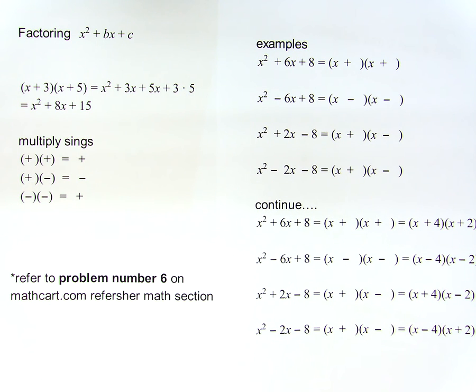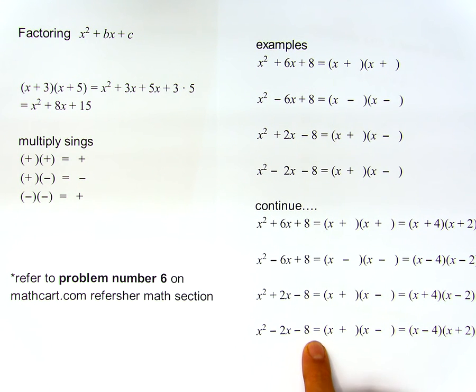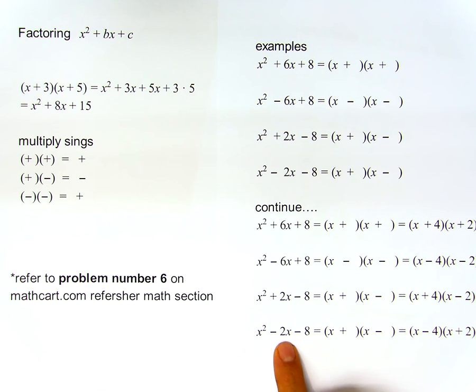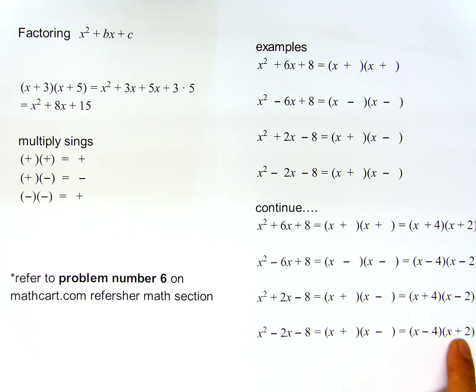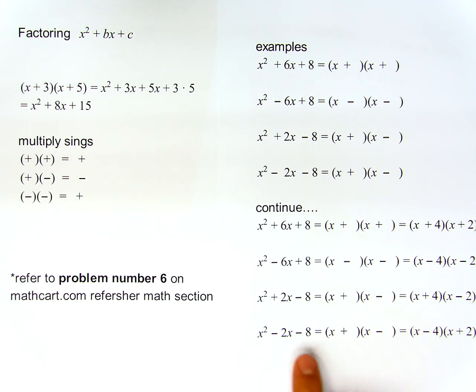On the last one, I need to consider what multiplies to a minus 8 and the sum results in a minus 2. When I subtract the numbers, I get a minus 2. That is a minus 4 and a positive 2. The bigger number should always get the middle sign when the signs are opposite. And these are the 4 possible combinations of signs that may happen when you factor problems like this.